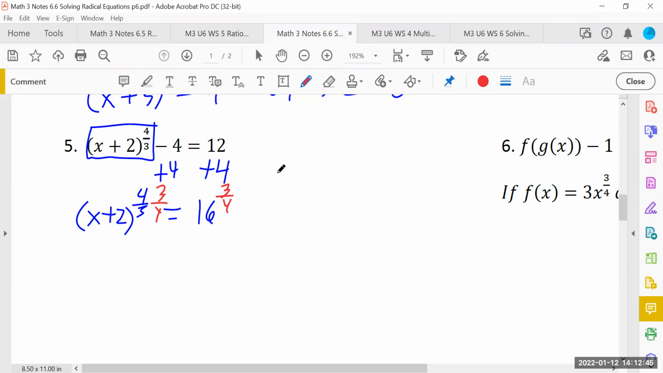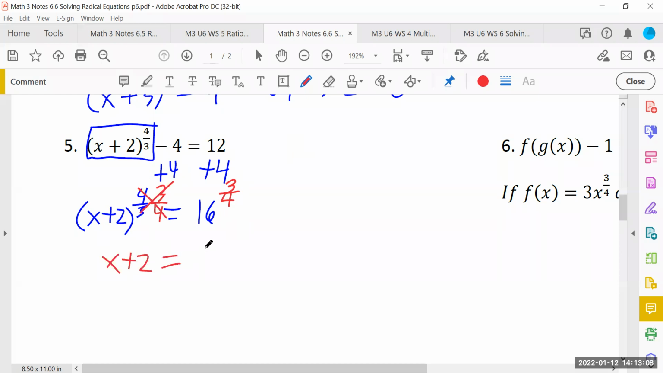Let's make that 3/4 a little bit cleaner. You're right, that does look funny. 4. Is that better? So now these, if I did it right, should all cancel. We'll be left with x plus 2.